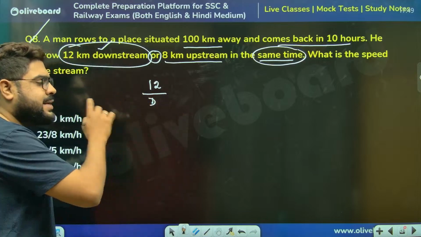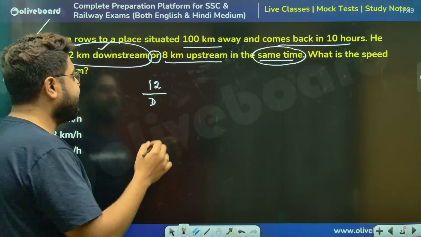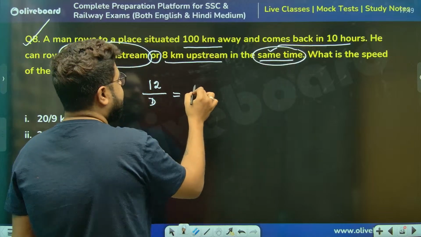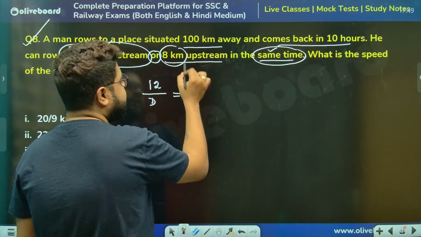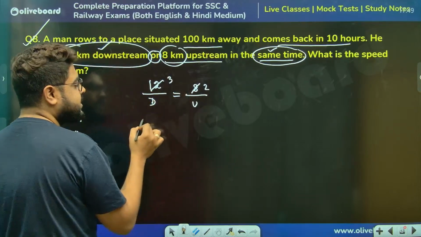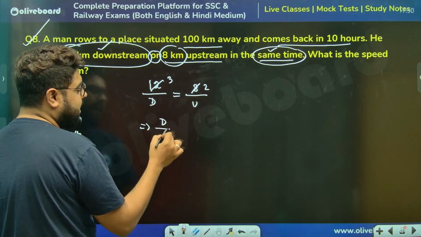So 12 kilometers downstream means time will be set distance by speed. We call downstream as D. The downstream speed. This is equal to, why? Because same time. Time is equal. 8 kilometers upstream. Distance by speed, sir. 4 2s are this, 4 3s are this. D by U.